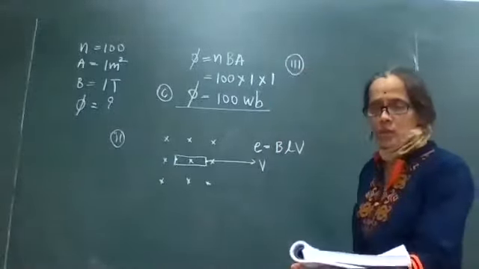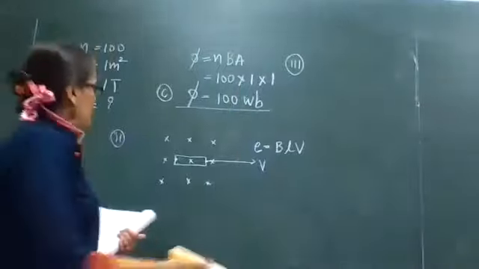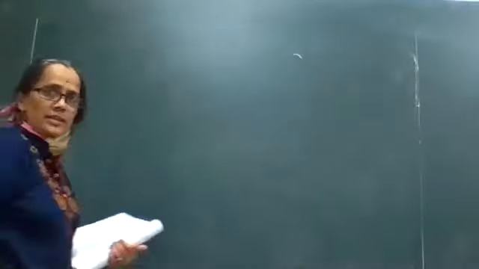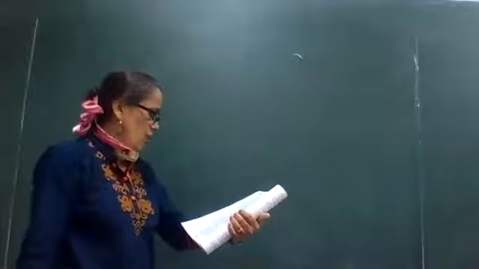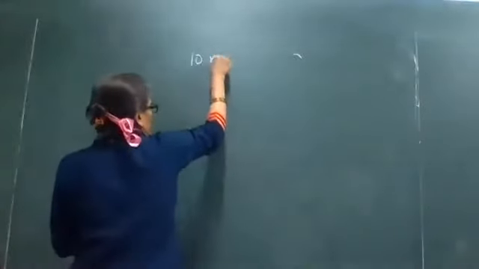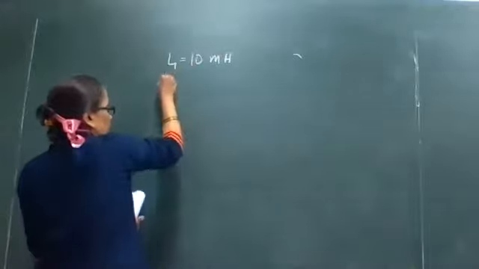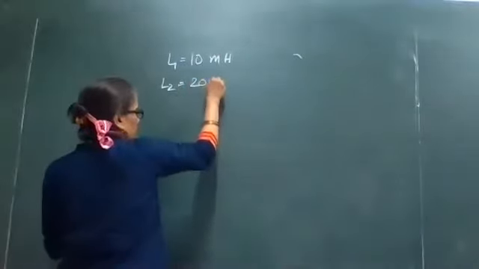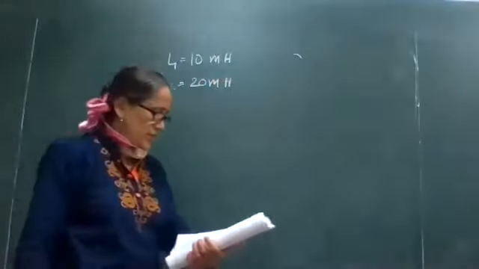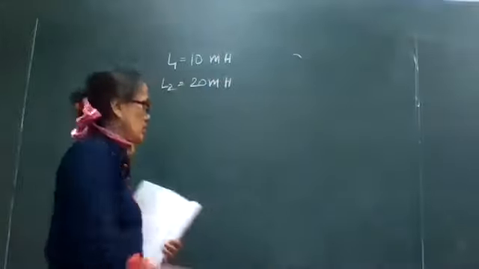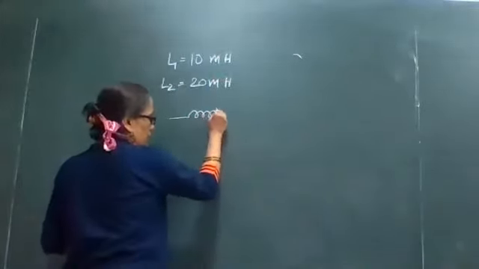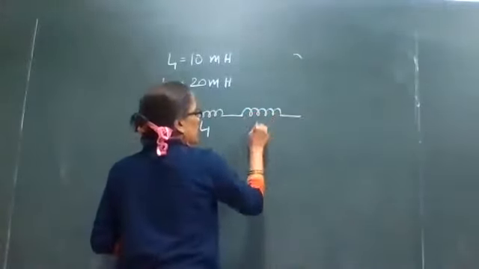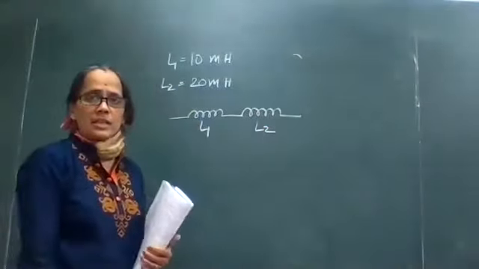Next, your third MCQ. Here you have been given two inductors. L1 is 10 millihenry, and L2 is given as 20 millihenry. They are connected in series. So let this be one coil having inductance L1, and this the second coil having inductance L2, connected in series.